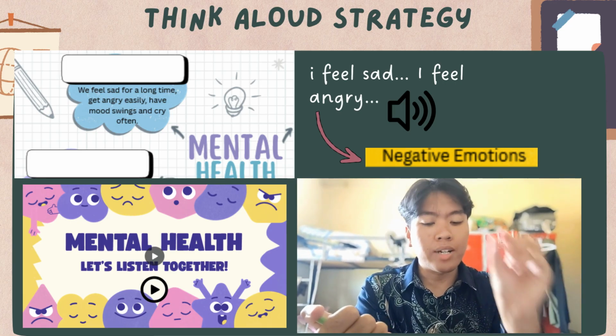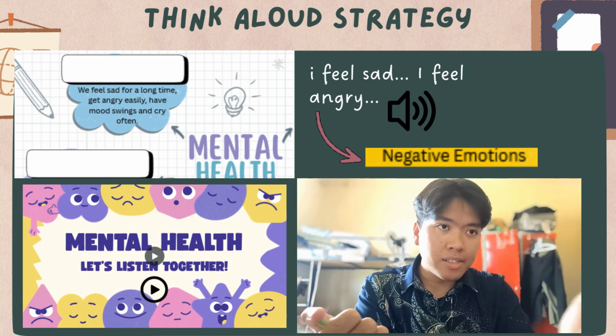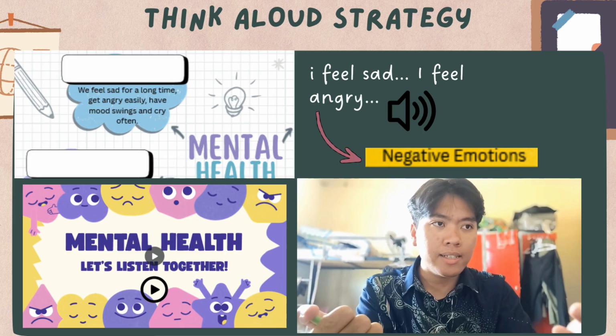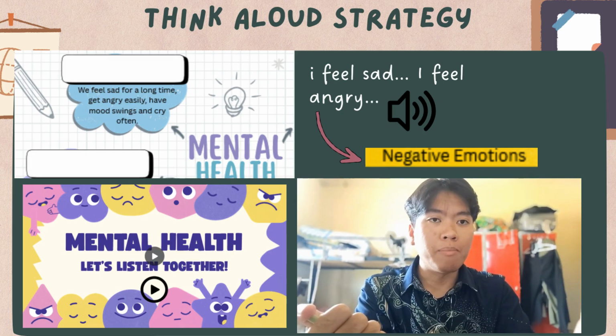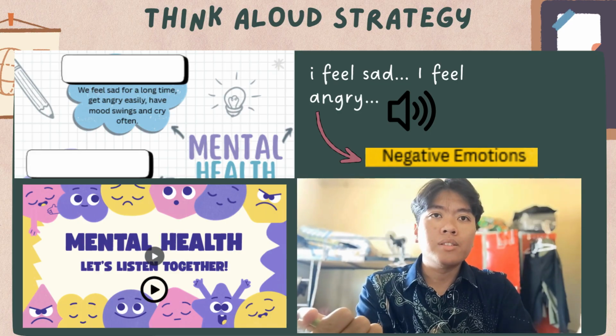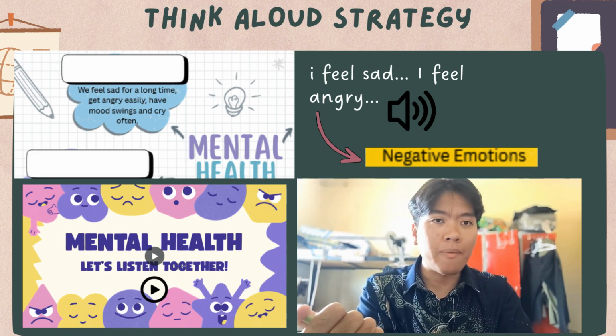So the teacher writes the answer negative emotions in branch 1, and this shows the students how to link the audio with the main ideas of the bubble map. So this helps the students to make sense of how the audio is linked to the bubble map that is displayed in front of the class.